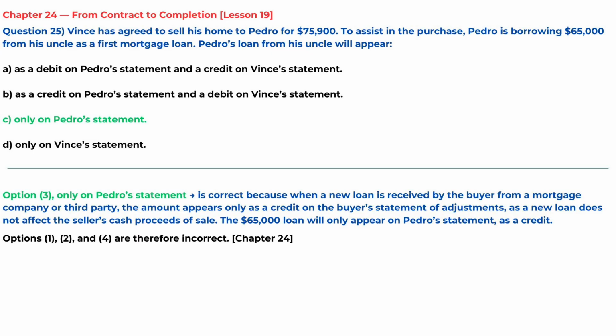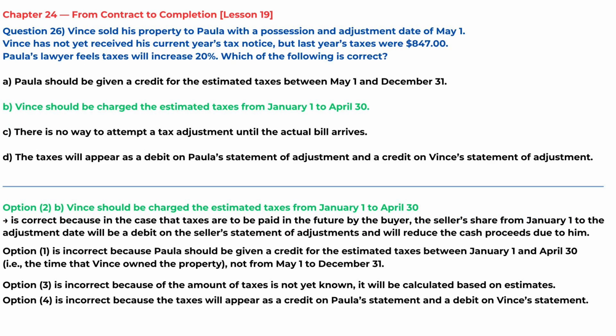Chapter 24. Question 26. Vince sold his property to Paula with a possession and adjustment date of May 1st. Vince has not yet received his current year's tax notice, but last year's taxes were $847. Paula's lawyer feels taxes will increase 20%. Which of the following is correct? Option 2, Vince should be charged the estimated taxes from January 1st to April 30th, is correct, because in the case that taxes are to be paid in the future by the buyer, the seller's share from January 1st to the adjustment date will be a debit on the seller's statement of adjustments and will reduce the cash proceeds due to him.